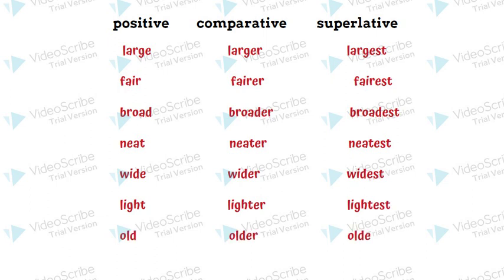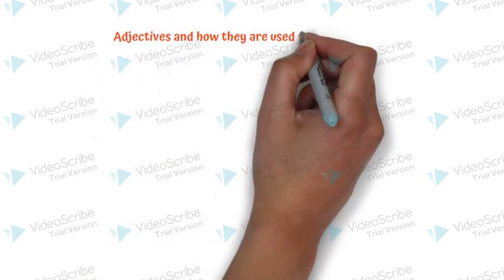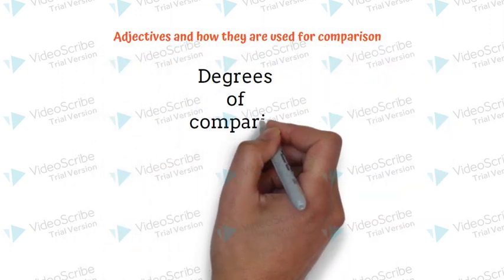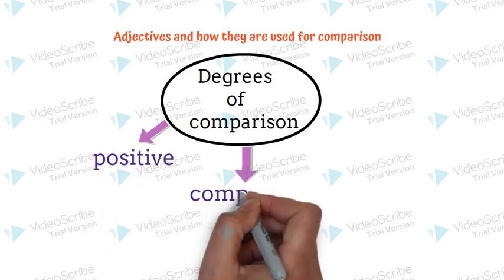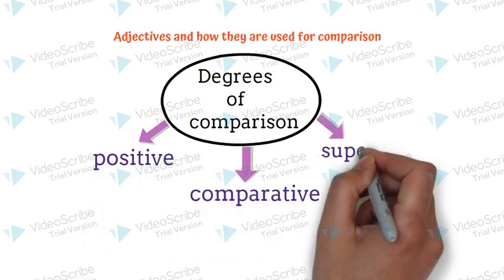Let's see what we have learned in this session. We have learned about adjectives and how they are used for comparison. Degrees of comparison, that is positive degree, comparative and superlative.